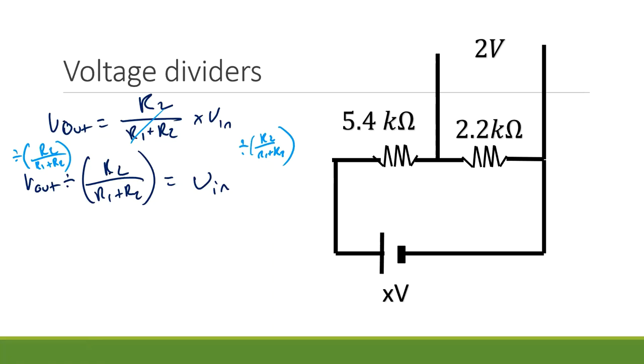We can just say V out is 2 volts divided by, open brackets, R2, which is 2,200, divided by 5,400 plus 2,200. All right, I want you to do this on your calculators. Get a calculator. If you don't have a calculator, get a new tab open in Chrome or Excel or whatever and put it in there. I want to see more than just one person get the answer this time. I want to see a couple of people do it.